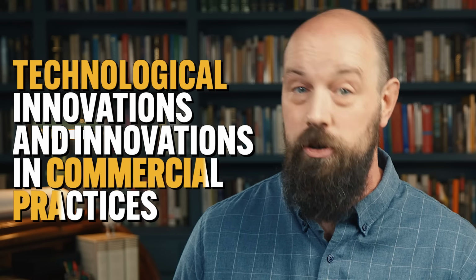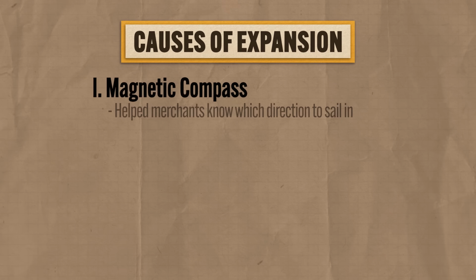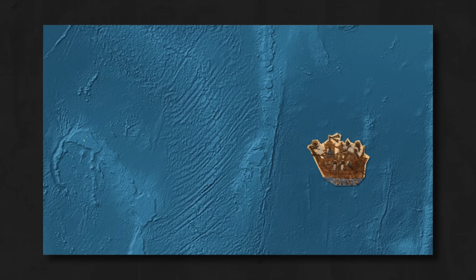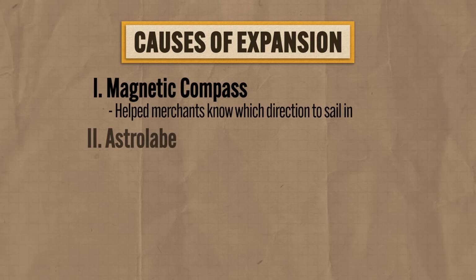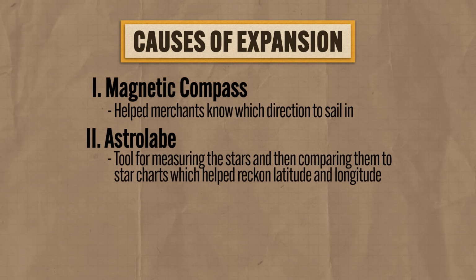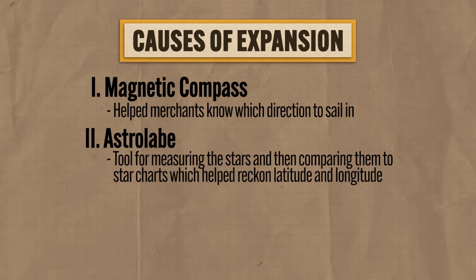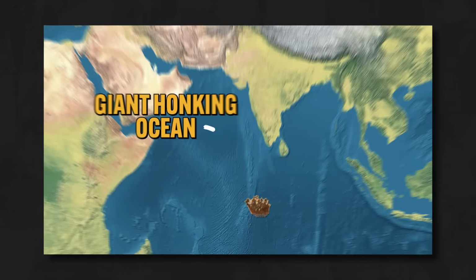A fine question, and again, like on the Silk Roads, the answer is technological innovations and innovations in commercial practices. Under technological innovations, I'll give you three that you need to know. First is the improvement of the magnetic compass, which helped merchants know what direction they were going on that giant honking ocean. Second was an improved astrolabe, which was a tool for measuring the stars and then comparing them with star charts, which helped them reckon latitude and longitude, which was not easy on that giant honking ocean.